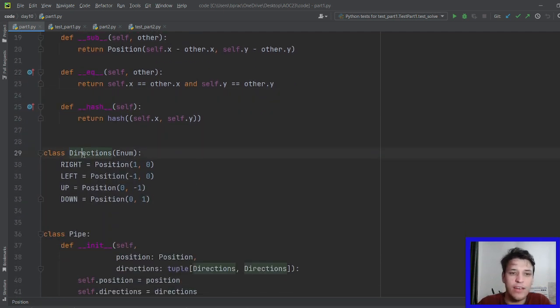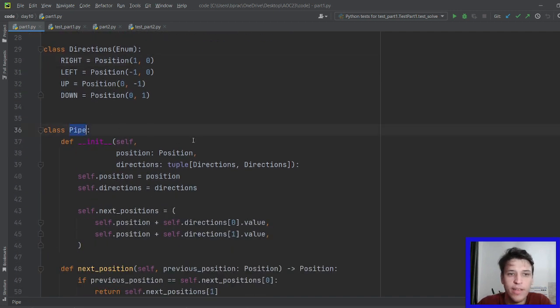Then with that, we can define some directions. From a particular position, we want to consider the left, the right, up and down. And all of these will also have the corresponding position if we essentially take one step in a particular direction.